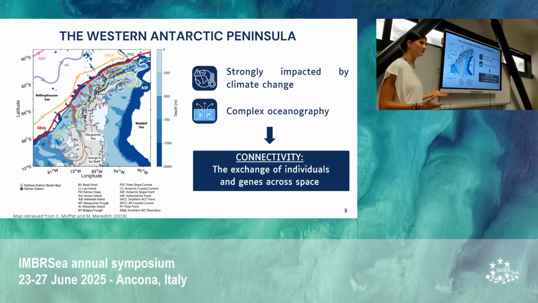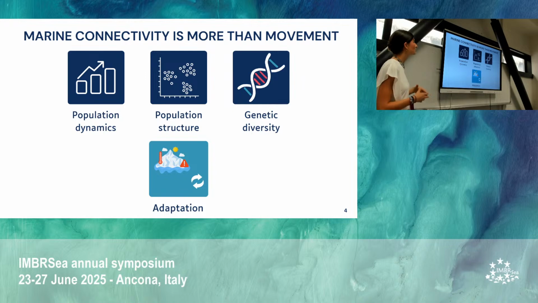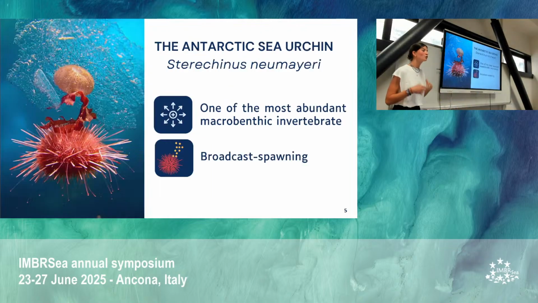It's their connectivity. By connectivity, I mean the exchange of individuals or genes across space. And understanding this is really crucial because connectivity is not only about movement, it also shapes fundamental processes like population dynamics, population structure, or genetic diversity, which ultimately determines a species' capacity to adapt or to respond to changing environmental conditions. So, to understand the connectivity in this region, we needed a good model species.